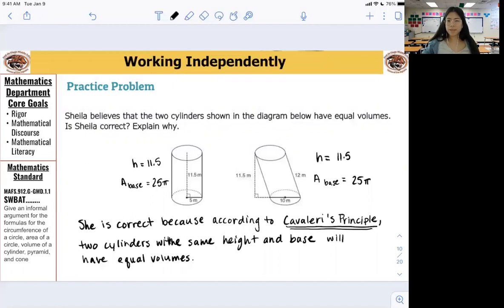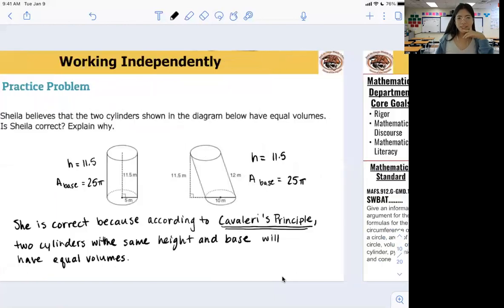Any questions on this? Ooh. Wow, he seems like a really mathematical kind of guy. Isn't Cavalieri a pasta? I don't know. It does sound like a pasta shape.